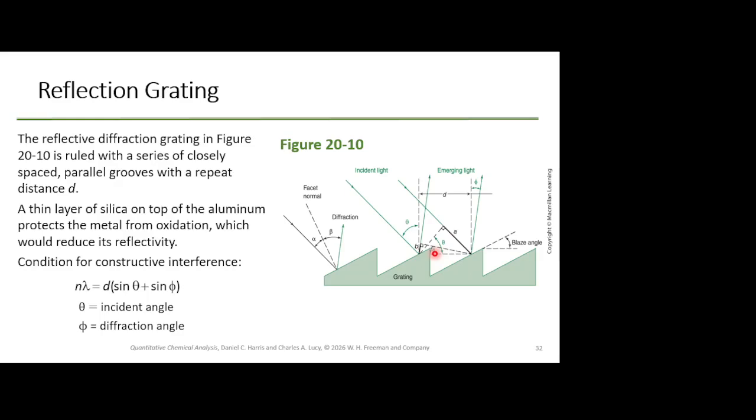Can you see that? So it's this angle. That's the difference between the emerging light versus your perpendicular line. This one is the incident light versus the perpendicular line. And those are what you're taking the sines of in here. You add the sines of those together, and then you multiply them by the distance. If that is a multiple of the wavelength, that's the wavelength they'll select for.